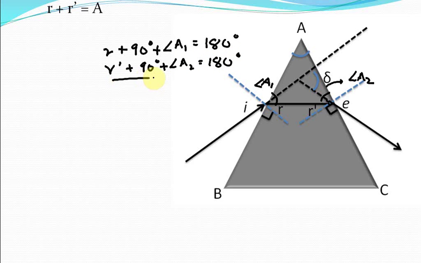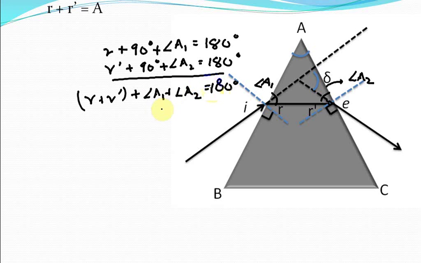There's no doubt about that either. When you add both these equations, you get R plus R dash plus angle A1 plus angle A2 is equal to 180 degrees. That's because 90 plus 90 make 180 here, which gets cancelled with the 180 on the right side, leaving only 180 degrees on the right side. So you can clearly obtain this expression, right? Now if you look carefully, angle A plus angle A1 plus angle A2 is also equal to 180 degrees, because these are the angles of a triangle. So that clearly tells you that angle A is equal to R plus R dash.